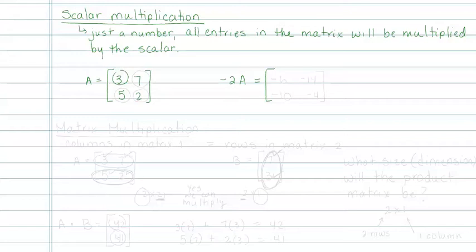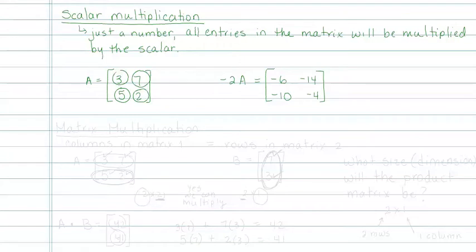What is 3 times negative 2? It's going to be negative 6. 7 times negative 2 is going to be negative 14. 5 times negative 2 would be negative 10. And 2 times negative 2 would be a negative 4. And that is how we do a scalar multiplication.